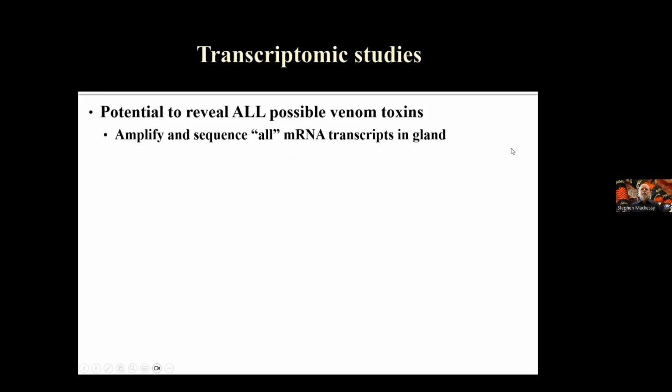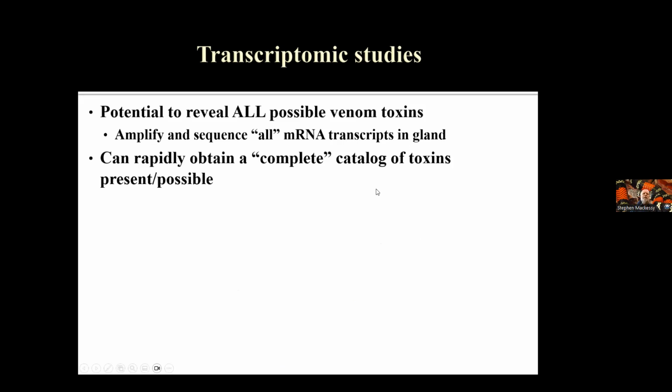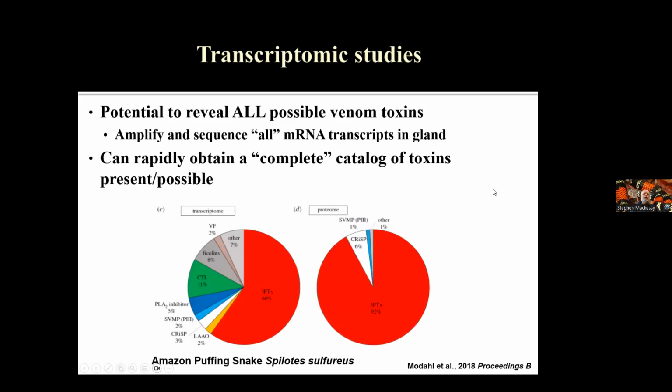If we couple that with transcriptomic studies, then we can get even more detailed information, because we have the potential to sequence all of the mRNA transcripts that are present in a particular species' gland and get an idea of what the potential is there for that species. And that can lead us to a complete catalog of toxins for any given species.